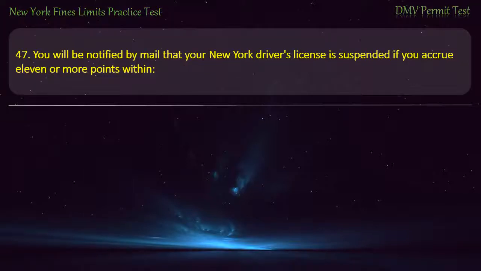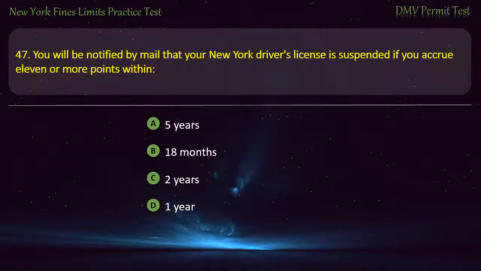Question 47. You will be notified by mail that your New York driver's license is suspended if you accrue 11 or more points within 5 years, 18 months, 2 years, 1 year. Answer: 18 months.